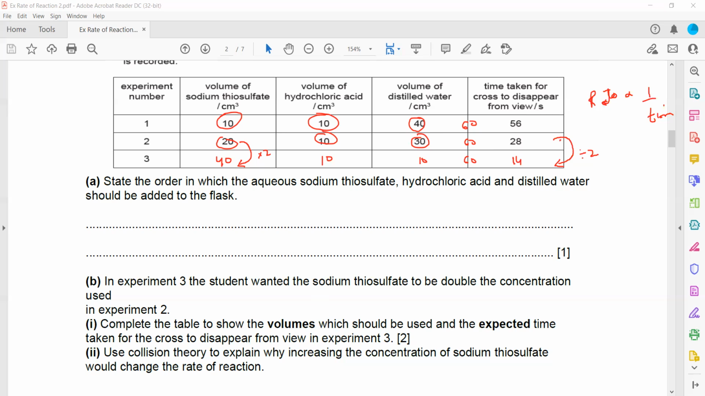Is it clear how we complete the table? Any doubt in this part?